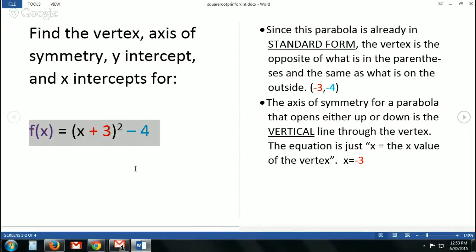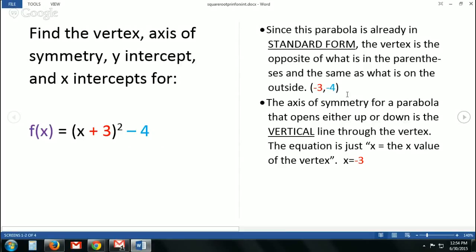Since it is, the vertex of the parabola is the opposite of what is in the parentheses for the x value and the same as what's on the outside for the y value. So to find the vertex, the opposite of positive 3 is negative 3, the same as what's on the outside, negative 4, and there is our vertex: negative 3, negative 4.